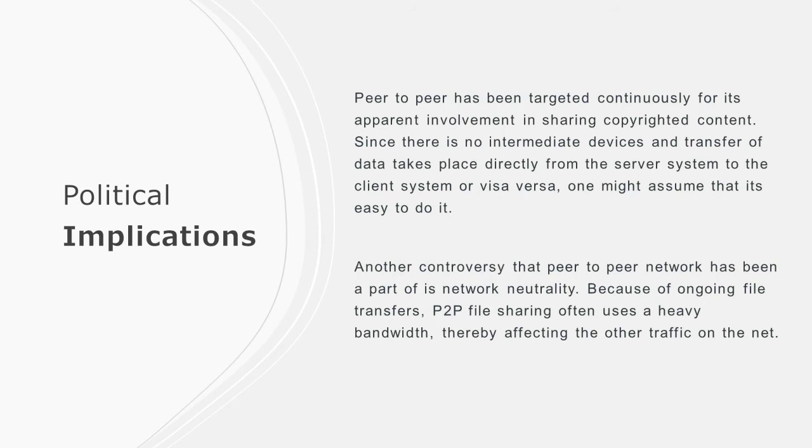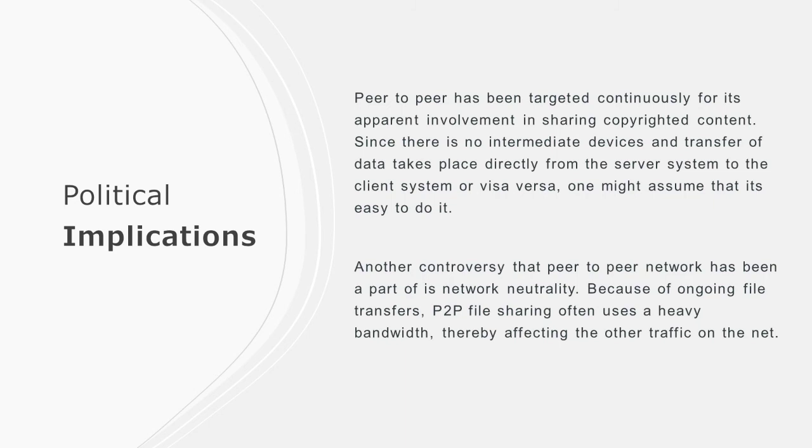And finally, we have the political implications. The peer-to-peer architecture has been targeted continuously for its apparent involvement in sharing copyrighted content, since there are no intermediate devices and transfer of data takes place directly. So you send and receive data directly without anything to interfere.